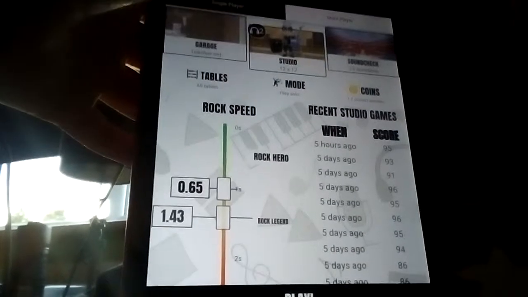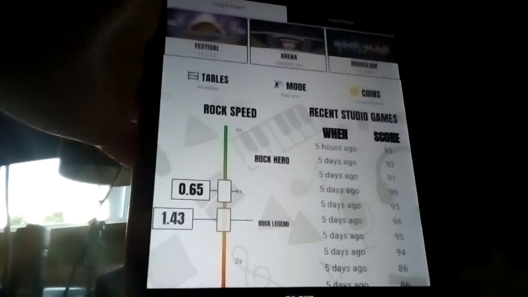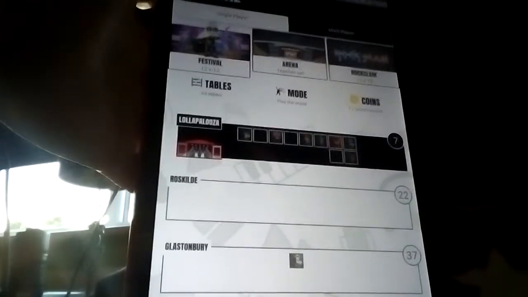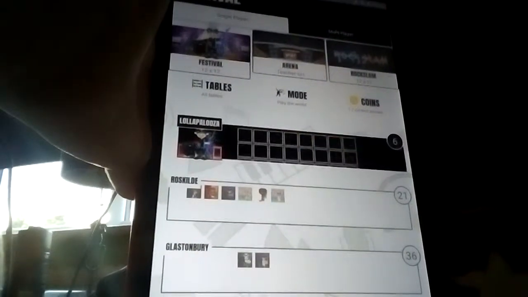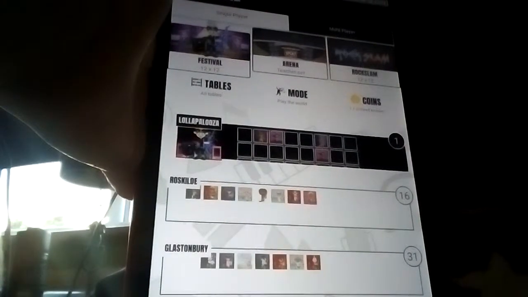How about old studio game? Nah, actually, no, because that's my first one, isn't it? I'm not going to go on studio. Let's go to a festival. Now, I usually don't get good scores at the start. Sorry about that. Because at the start of all the festivals I go into, it's really laggy. So I miss out on about 5 marks.